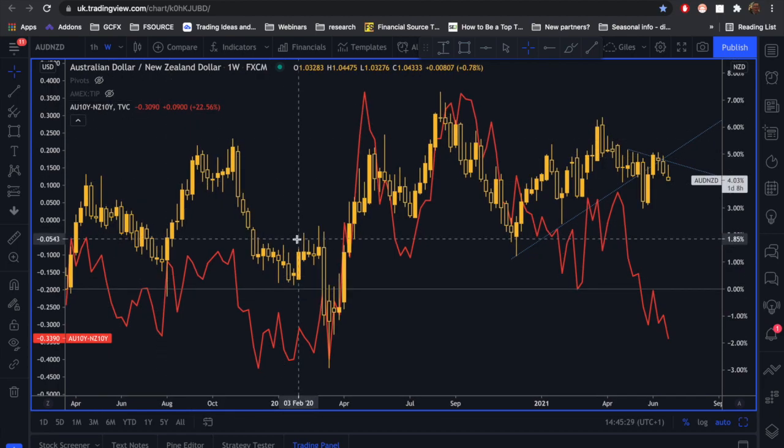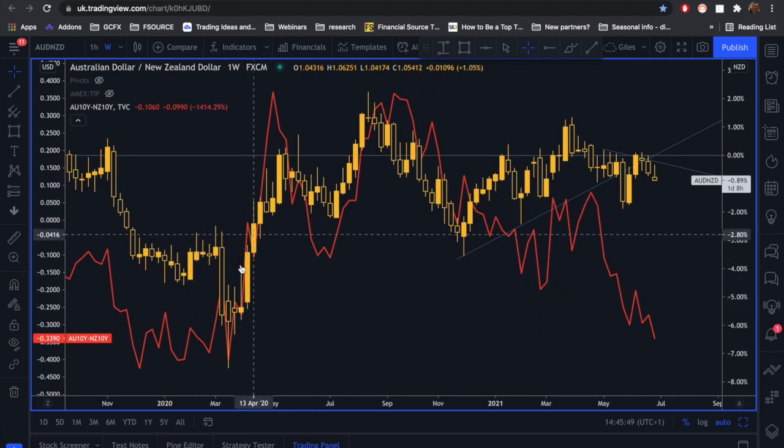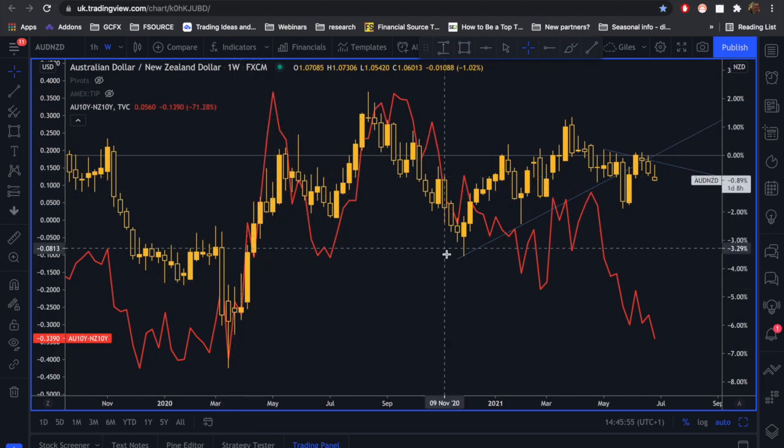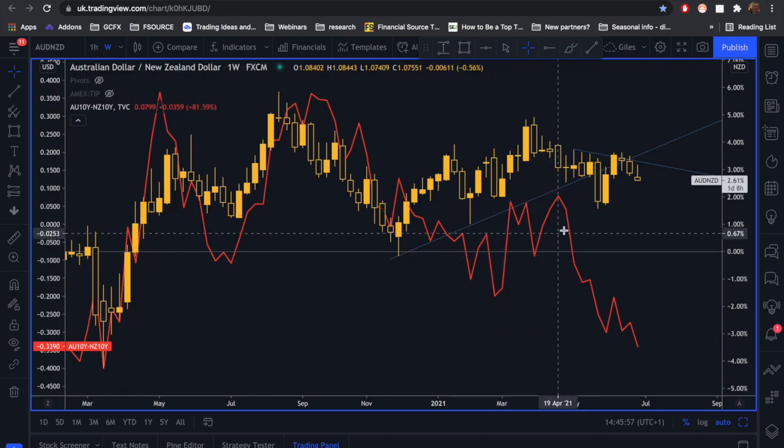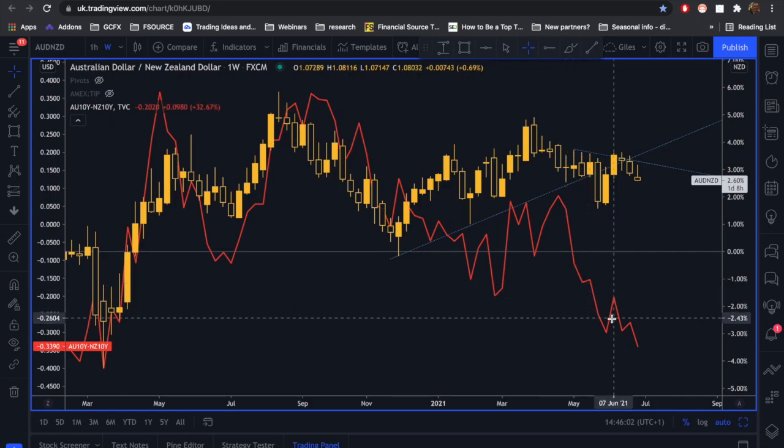And the bond yield spread tells you which country is looking more likely to raise interest rates than the other. So when you can see New Zealand is more likely to raise interest rates, we see the bond yield spread move lower, and the Australian New Zealand dollar pair moves lower as the New Zealand dollar strengthens. But when Australia is expected to be more likely to raise interest rates, we can see the bond yield spread moves higher. So at current prices, the bond yield spread is indicating that the Australian dollar, New Zealand dollar currency pair is likely to move lower.